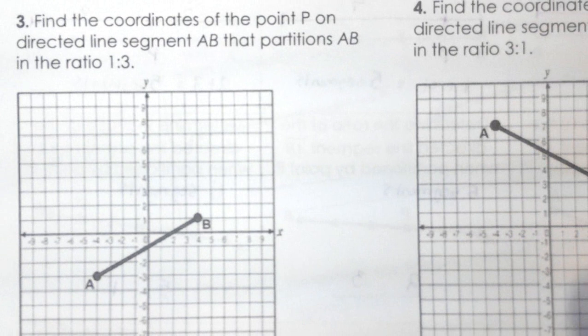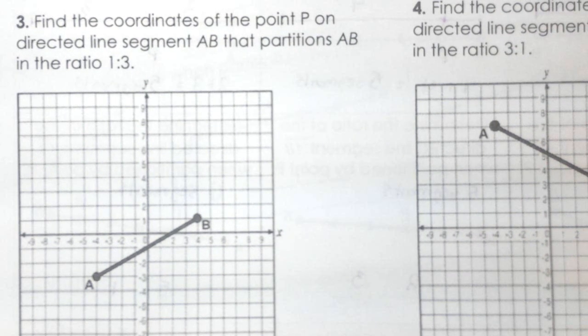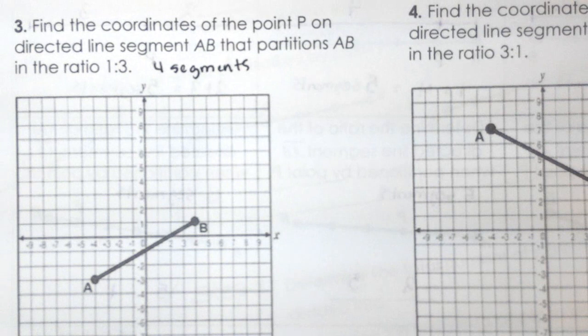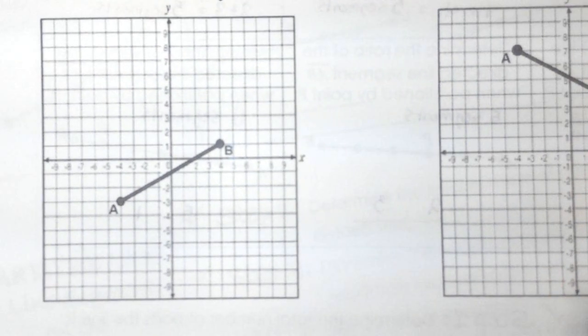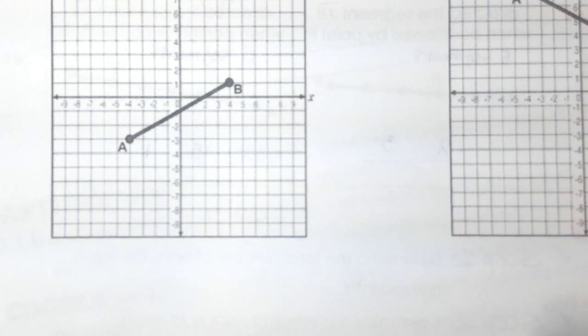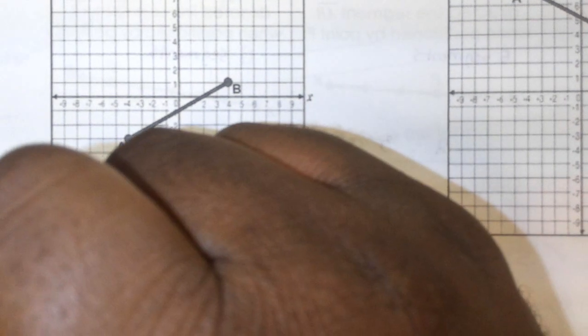Number 3, find the coordinates of point P on the directed line segment AB that partitions AB in a ratio of 1 to 3. Terry, how many segments we got? 4. So remember, we divide by 4 at the end. Alright. This one's on the graph. So they don't give you the coordinates, but they're on the graph. We can easily pull these coordinates off the graph. It told us to go A to B too.